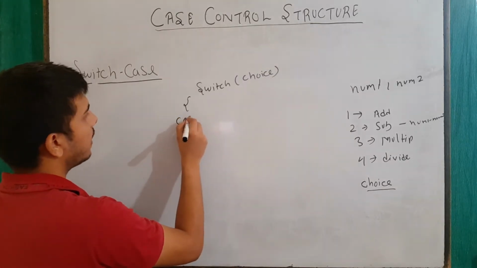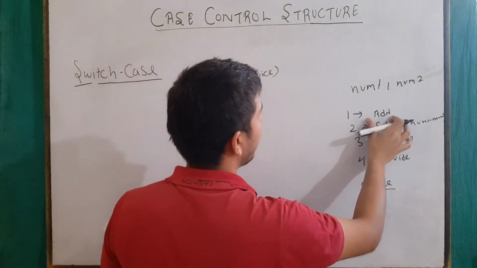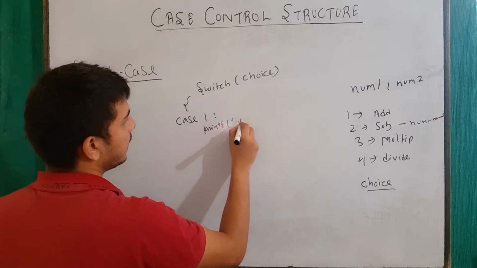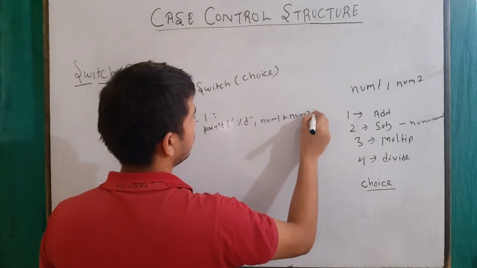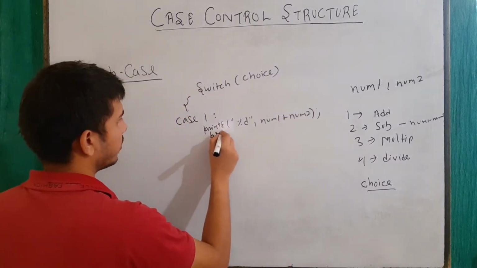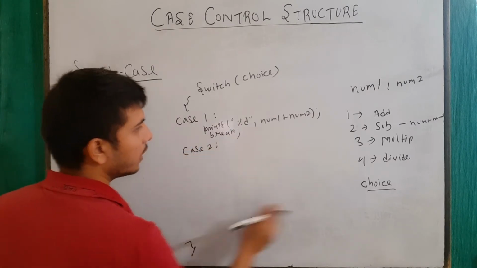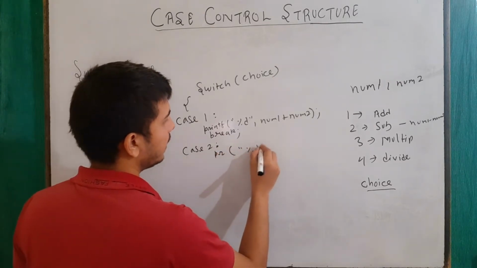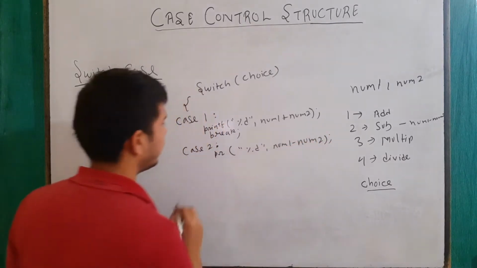For example, case 1: if the choice is 1, then what will I do? I will add the numbers. So the output should be something like printf %d, num1 plus num2, and here break. Similarly, if the choice of the user is 2, then I write printf %d, num1 minus num2, and then break.